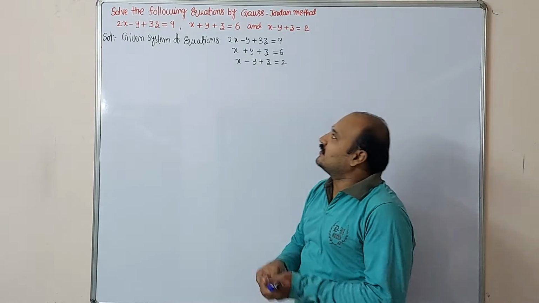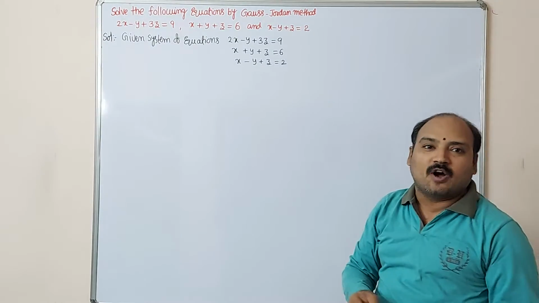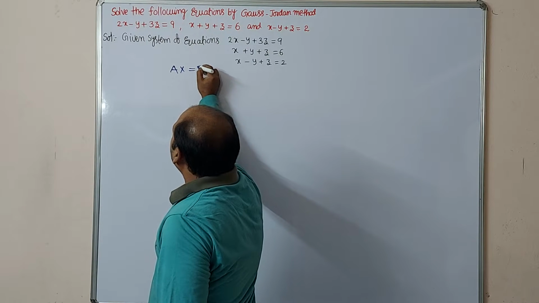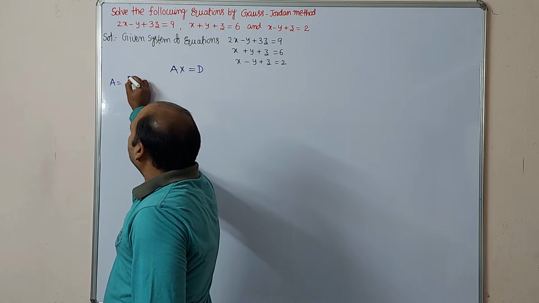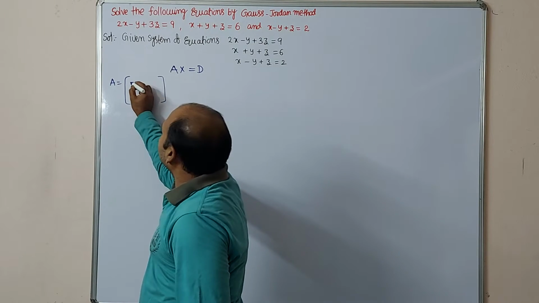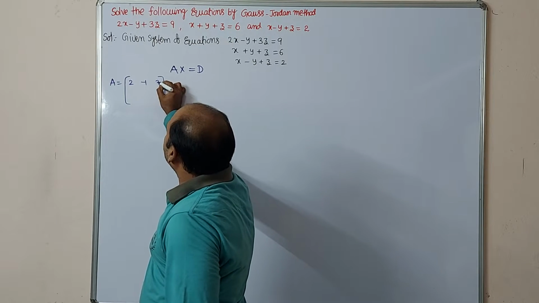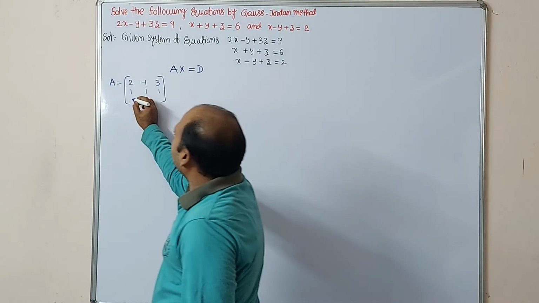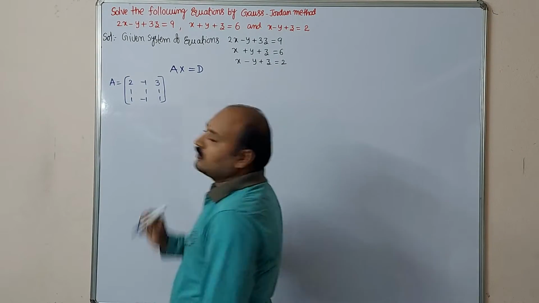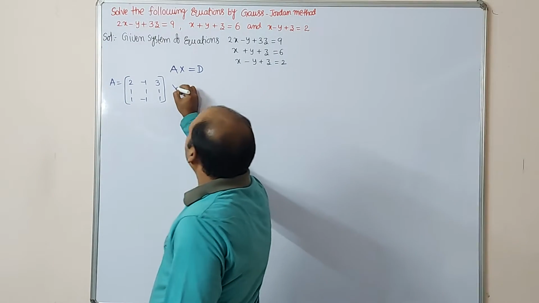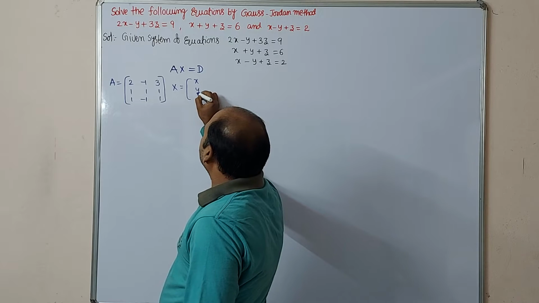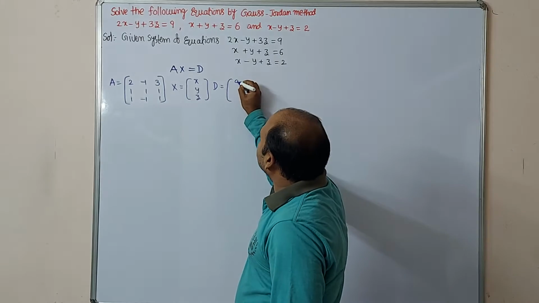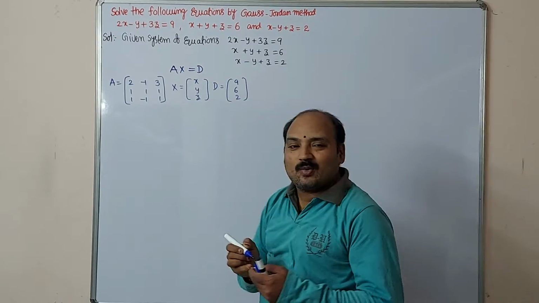After that, write the given system of equations in the form AX equal to D. In this, A equal to 2, minus 1, 3; 1, 1, 1; next 1, minus 1, 1. We got the A value. Capital X equal to x, y, z and D equal to 9, 6, 2.